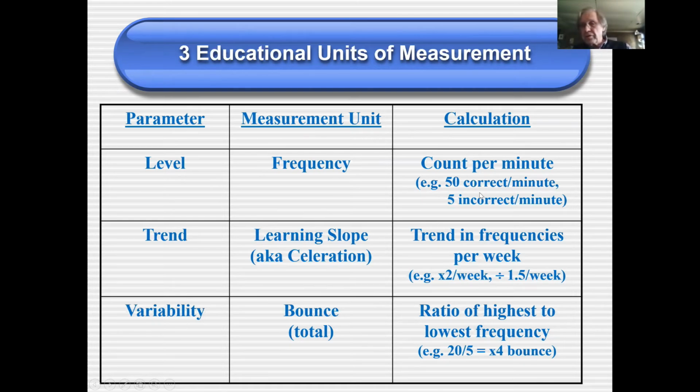So through the educational units of measurement, frequency, learning slope, and bounce, we gain a complete picture of student performance. The sensitivity of these metrics makes information visible that is hidden with less precise measures like letter grades or percent correct. We see the differences in lower versus higher frequency performers, that's frequency, or slower versus faster learners, that's learning slope, and students with more or less performance variability, that's bounce. So this information enables us to determine the differential effects of our interventions, leading to improved decision making.